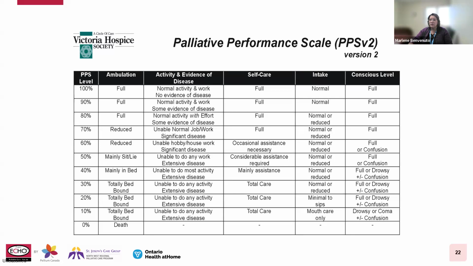Also that the PPS levels are only in 10% increments. You won't see a 45 or a 55. You have to basically determine what's the best fit in your estimate on gauging the person by using the left and right columns, which is the most determinant.